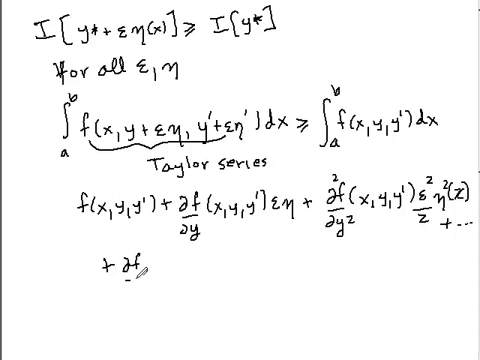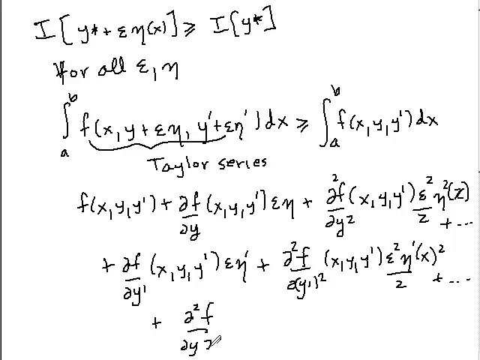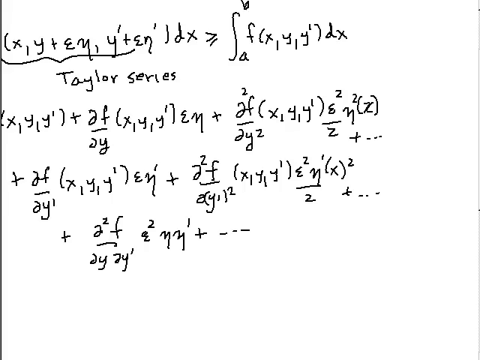Plus you'll get, of course, df dy prime times eta prime epsilon, plus some higher order terms, d squared f dy prime squared, eta prime squared, times epsilon squared over 2, plus higher order terms, and then you'll get some mixed terms like, for example, d squared f dy dy prime, eta eta prime, or epsilon squared eta prime, plus all this stuff. Okay, so there's my Taylor series here.